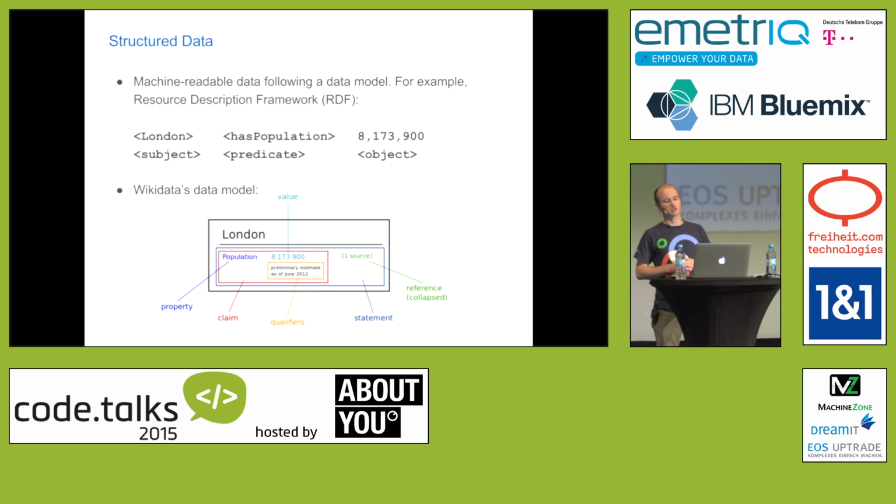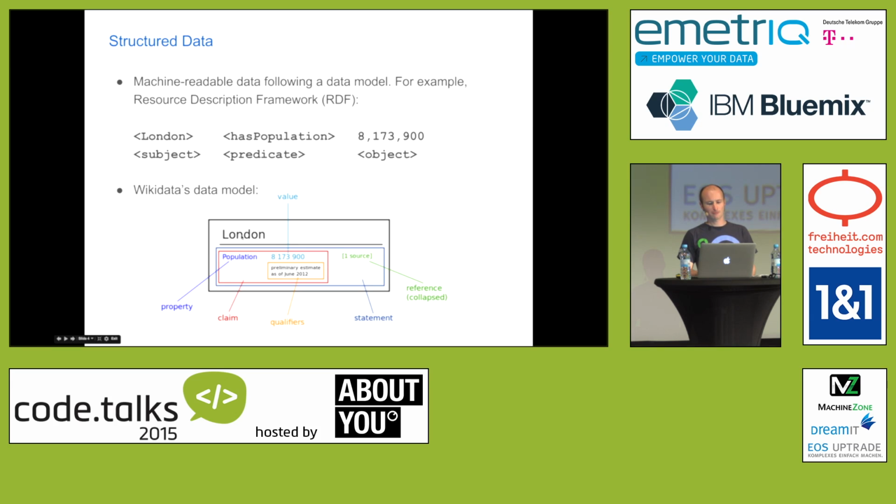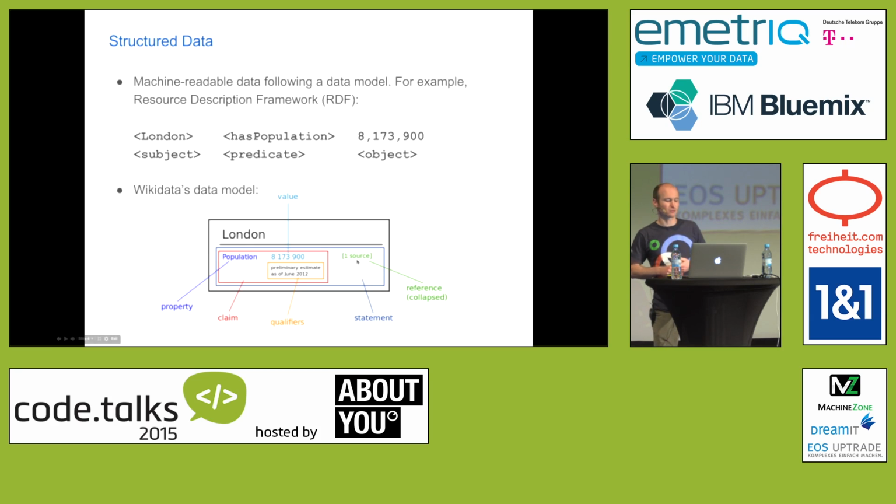So Wikidata uses a slightly more complex data model. You can still see the essential bits and pieces. London, population, and then the value. The thing is, what Wikidata does, they add sources and they add qualifiers. So what is a source? A source is essentially something that says where this information comes from. So London has a population of whatever, says whatever source. So maybe the official homepage of London or whatever.